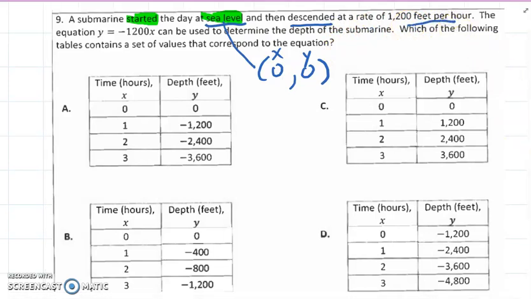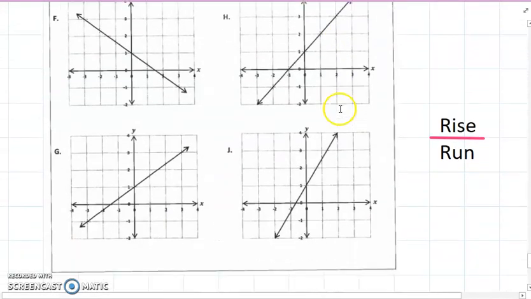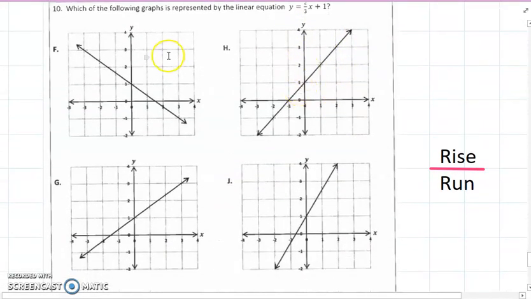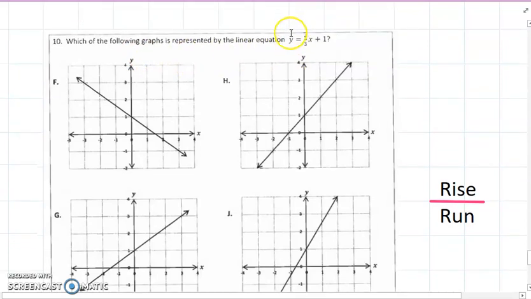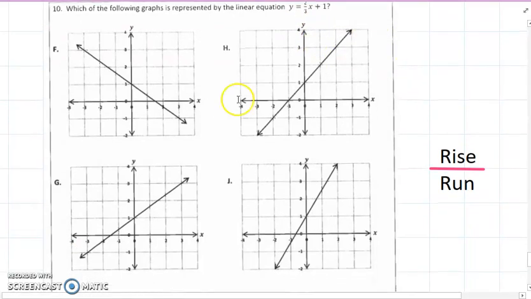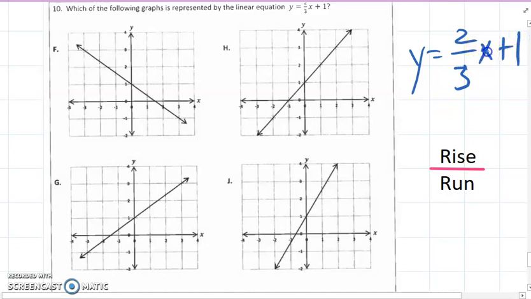We can answer that. Number 10 is another problem just like the other one. Let me read number 10. Which of the following graphs is represented by the linear equation y equals 2/3 x plus 1? The equation there, because I know it's kind of small, is y equals 2/3 x plus 1. This is your y equals mx plus b.